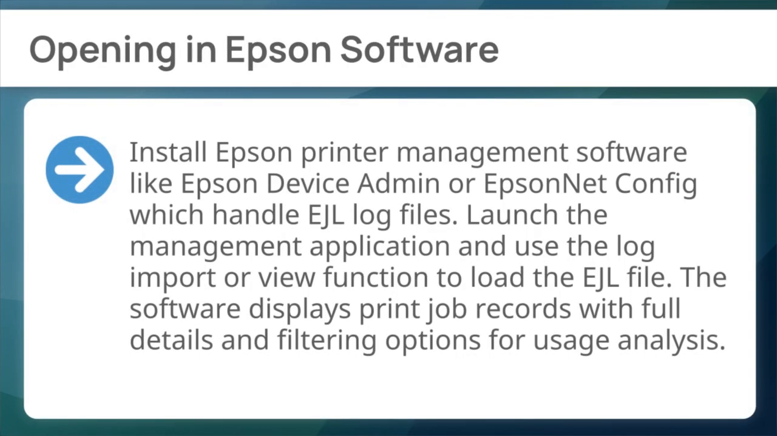Install Epson printer management software, like Epson Device Admin or Epson Net Config, which handle EJL log files. Launch the management application and use the log import or view function to load the EJL file. The software displays print job records with full details and filtering options for usage analysis.